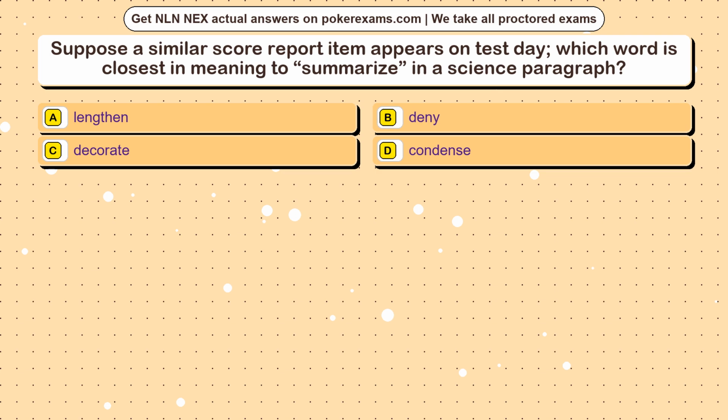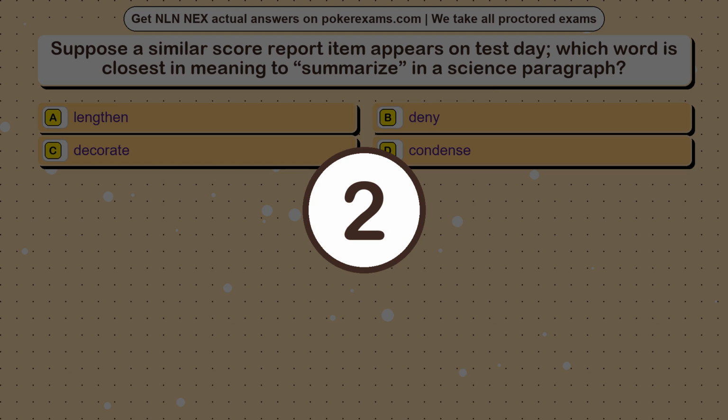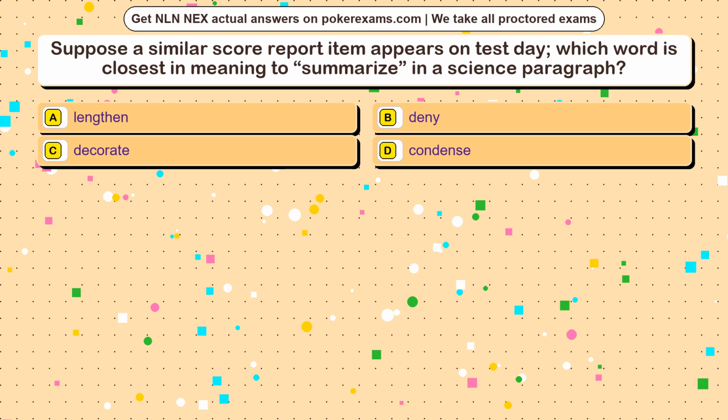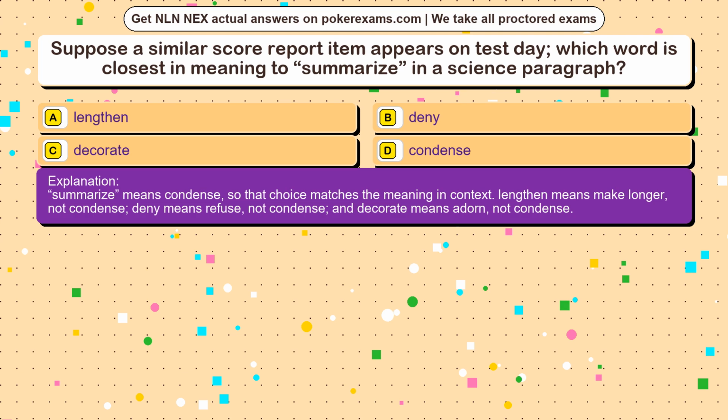Question 7. Suppose a similar score report item appears on test day. Which word is closest in meaning to summarize in a science paragraph? Option A, lengthen. Option B, deny. Option C, decorate. Option D, condense. The correct answer is option. Summarize means condense, so that choice matches the meaning in context. Lengthen means make longer, not condense. Deny means refuse, not condense. And decorate means adorn, not condense.